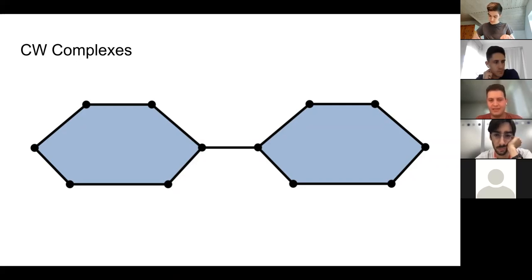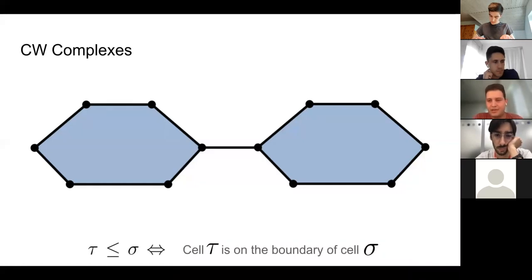Something important to notice is that if these gluing procedures are nice, then we can define a partial order for these cells. So if we label the cells using Greek letters, then we can say that tau is less than sigma if cell tau is on the boundary of cell sigma. So you can see some things are on the boundary of other things. For instance, some vertices are on the boundary of these disks we've attached, these 2-cells, some edges are on the boundary, and so on. So we have this partial order.